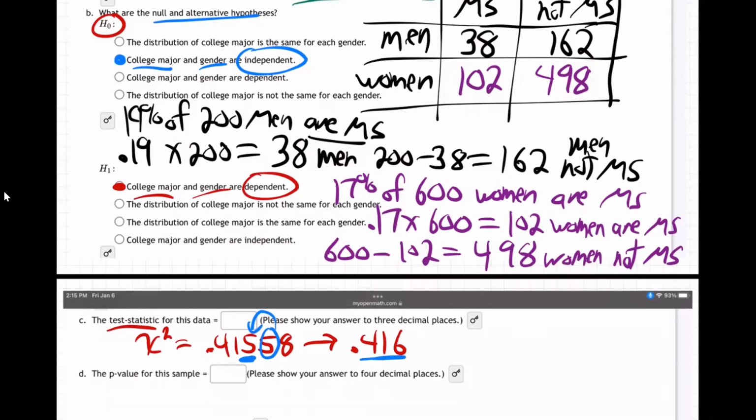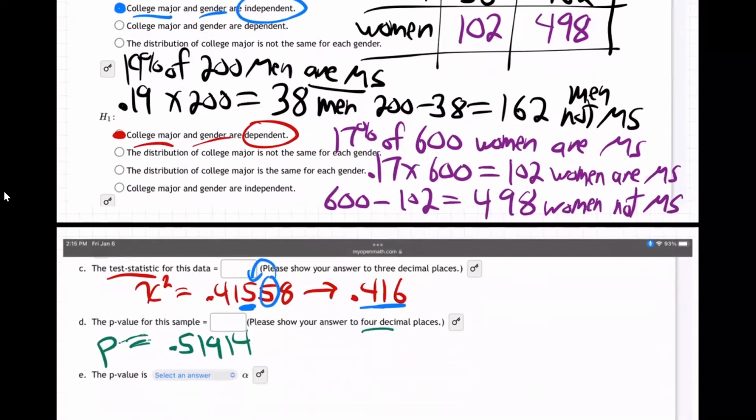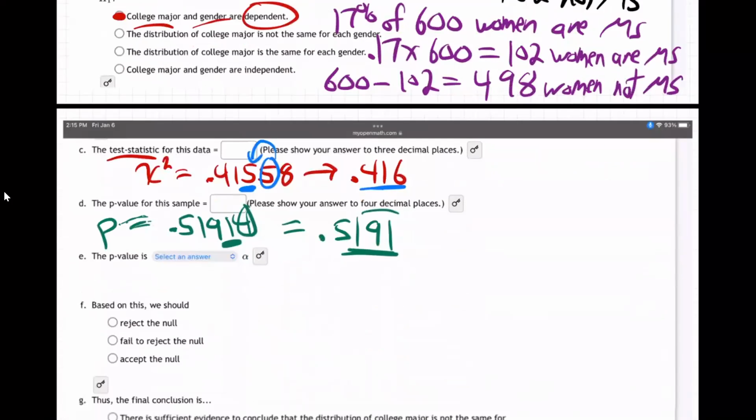Then it says it wants the p-value. The p-value the calculator gave me was what? 0.51914. And again, it wants me to stop at 4 decimal places. So this is the 4th spot right here. This 4 says leave it alone. So 0.5191. There's the p-value.